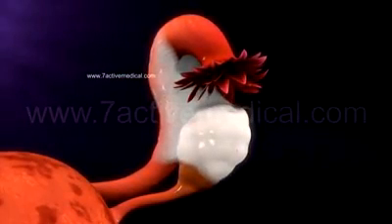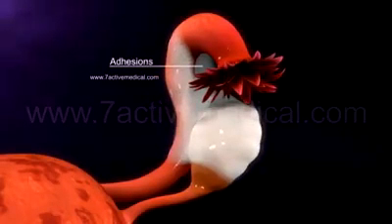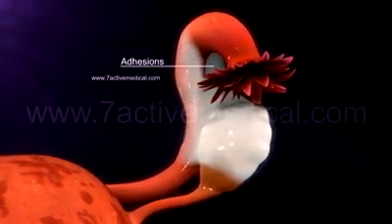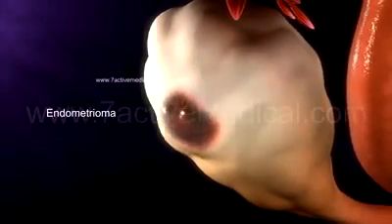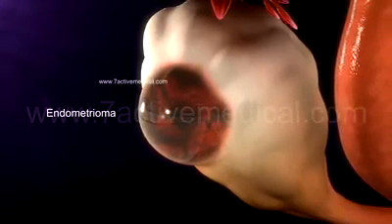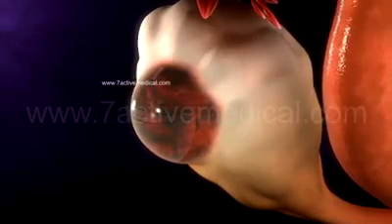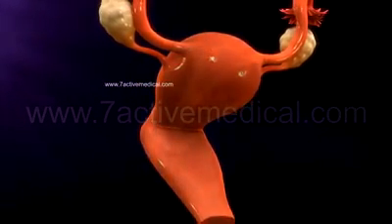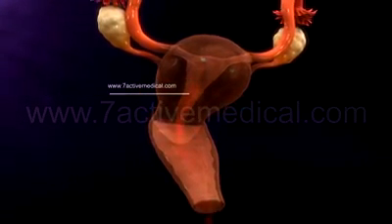This could result in adhesions or scar tissue forming between organ structures and constriction of the fallopian tube, resulting in infertility. Endometriomas or chocolate cysts could also form because of endometriosis. These are fluid-filled sacs in the ovaries, which could also cause infertility in the patient. Abnormal bleeding is another consequence of endometriosis.